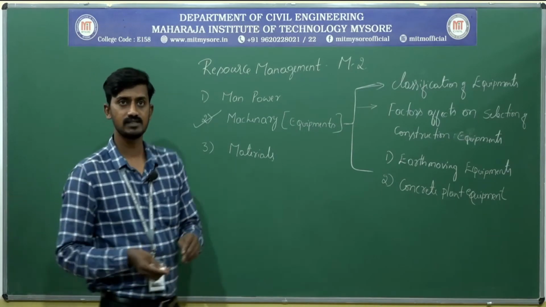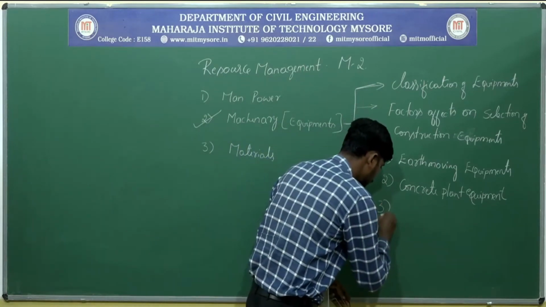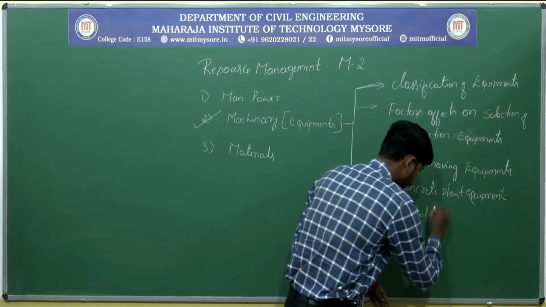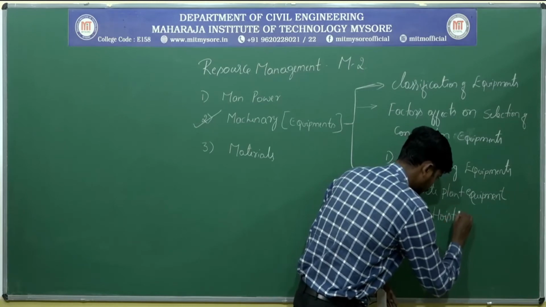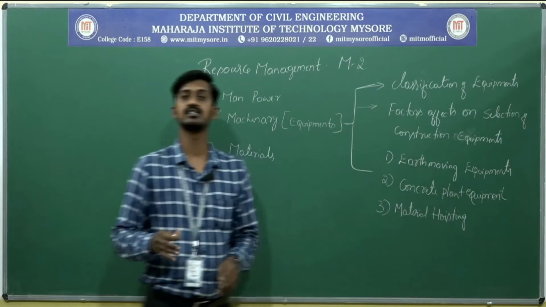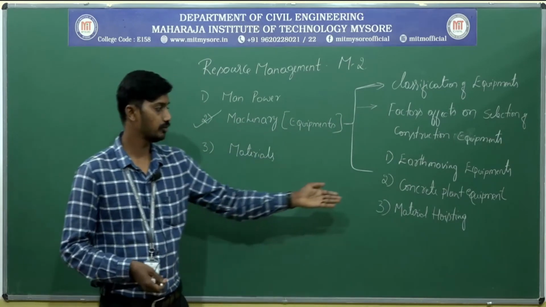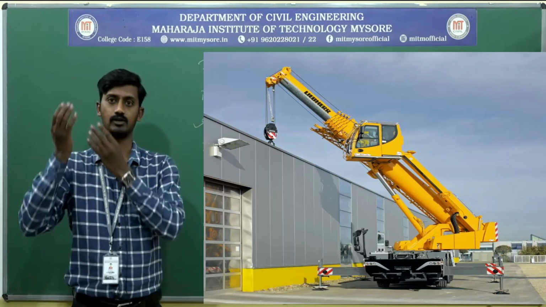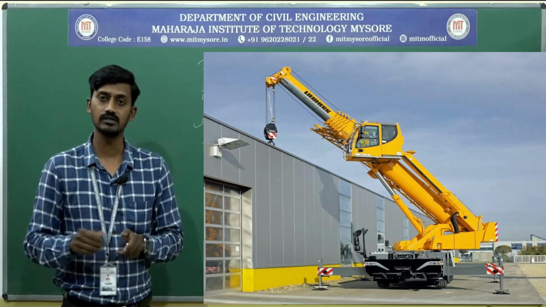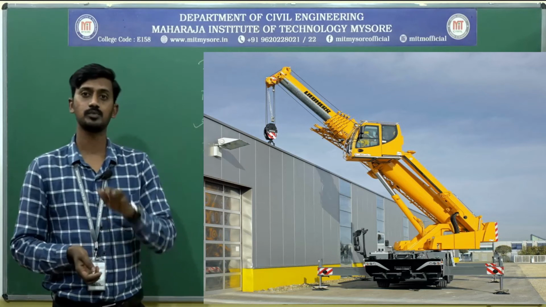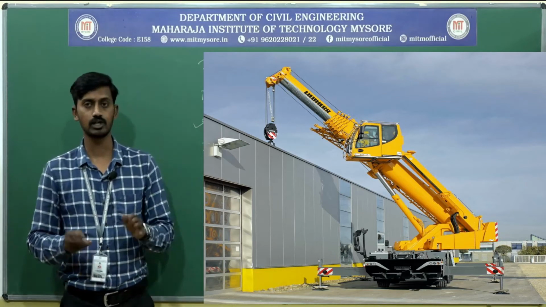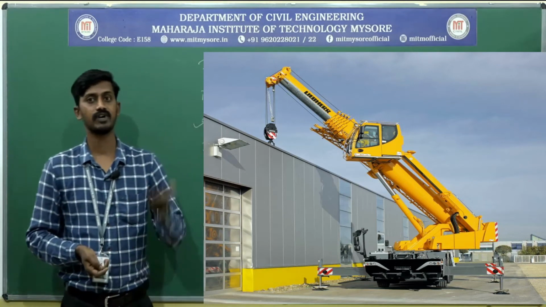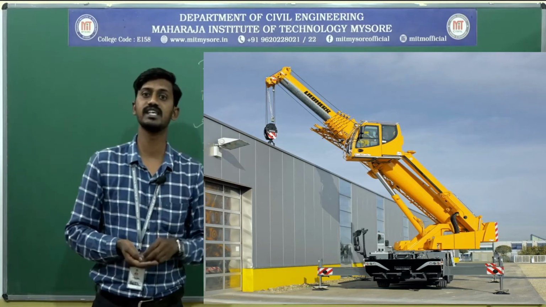And the next one is material hoisting. Material hoisting equipment. What is the meaning of material hoisting equipment? It is nothing but lifting, where exactly the material is wanted, there the materials have to be shifted, right? Suppose your ground floor work is completed, you need to shift the material to the first floor, or you can consider some 5 floor work is completed, you need to shift the materials to the 6th or 7th floor.